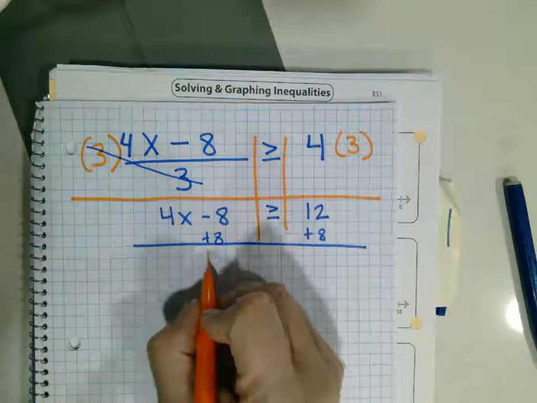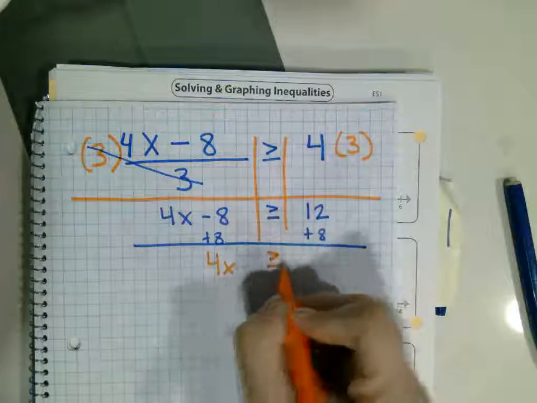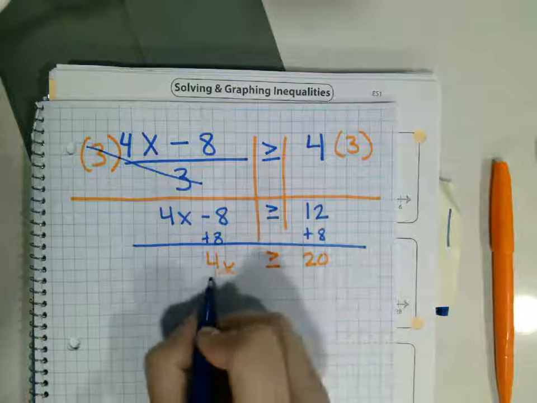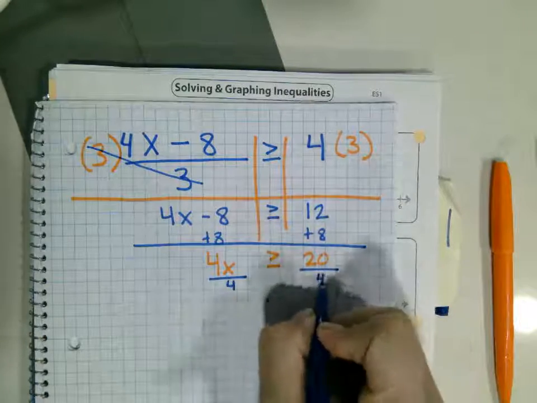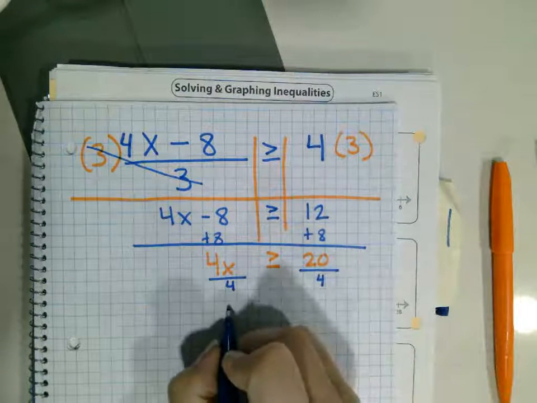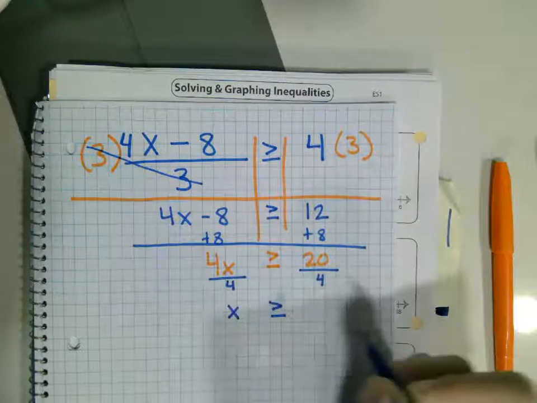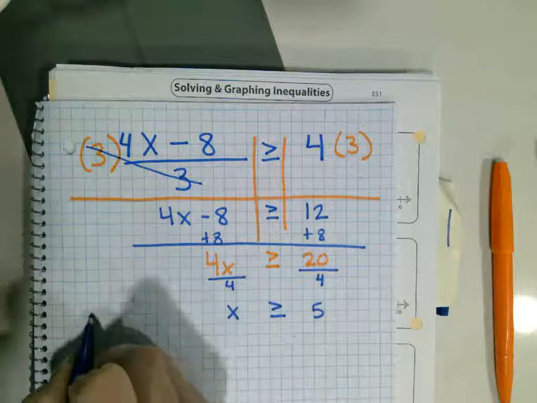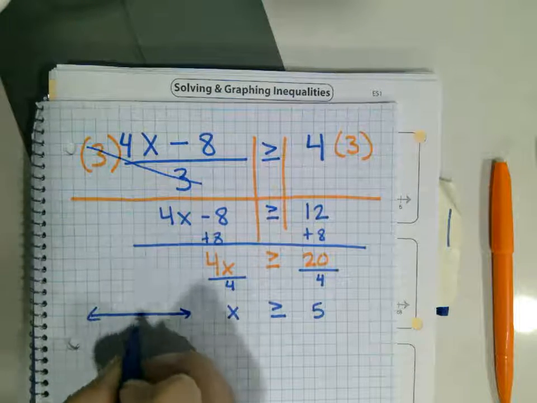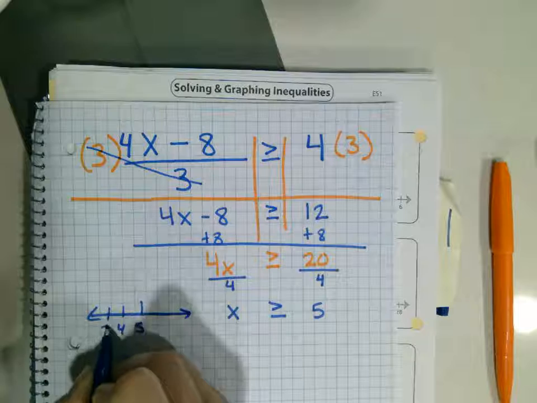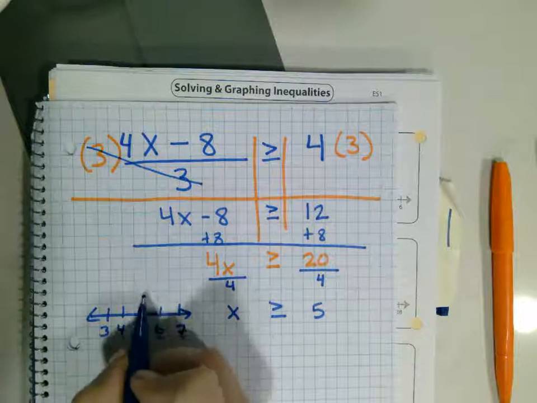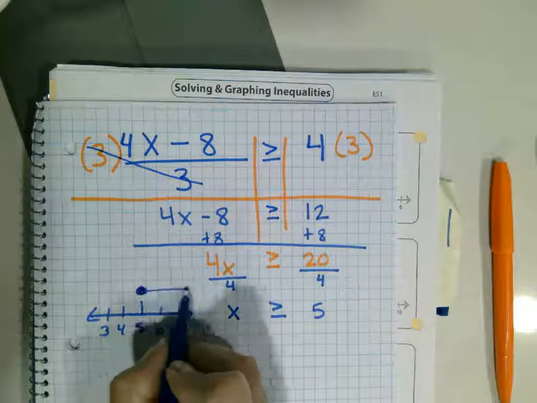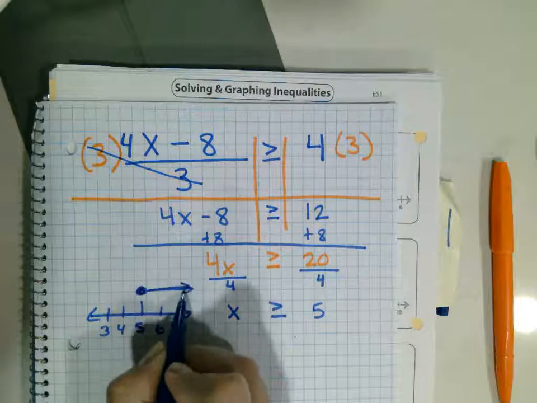So here we are left with 4x is greater than or equal to 12 plus 8 is 20. Then we're going to divide by 4, divide by 4. So we're left with x is greater than or equal to 20 divided by 4 is 5. So we're going to graph our answer. We're going to have a closed circle on the 5. And then we're going to shade to the right.